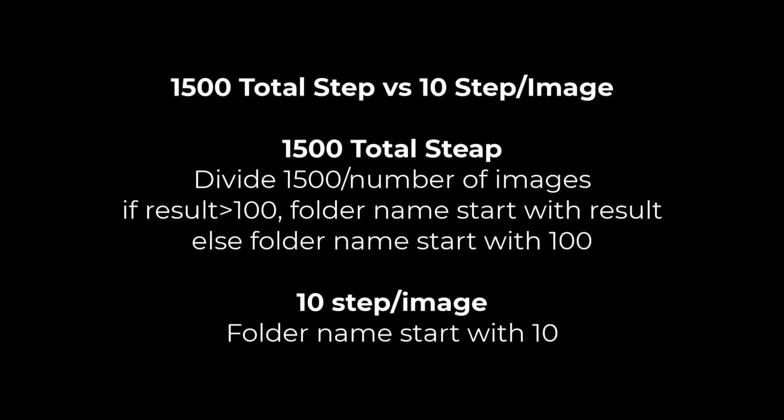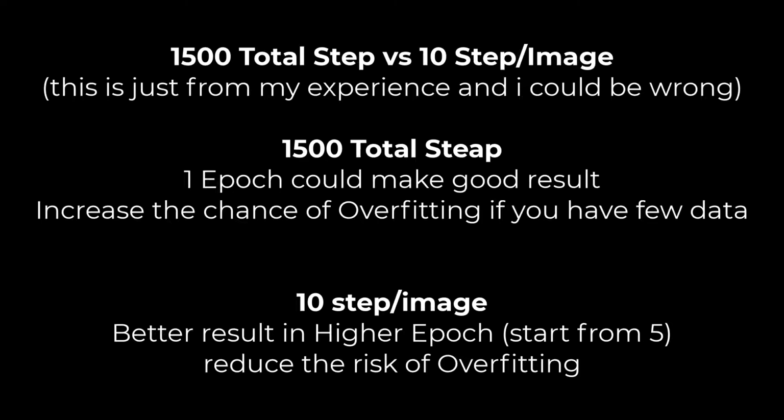Now, create a new folder. For the steps, there are 2 conventions. The first one is to create results that really resemble your images. It will make a strong impact so that the images hardly change. The second one is the soft one. The first one is using 1500 steps total per epoch. The second one is to use 10 steps per image.